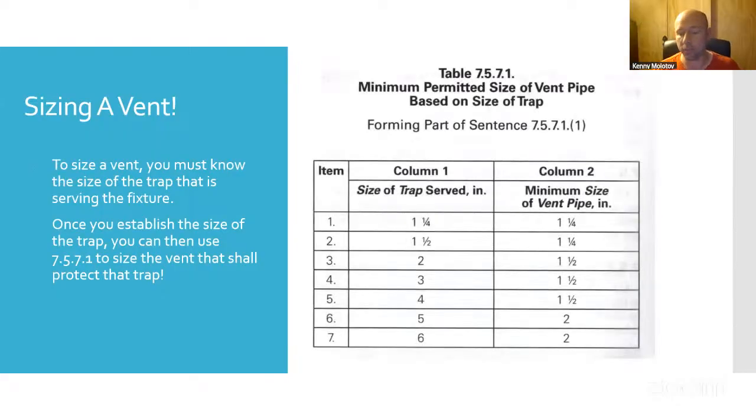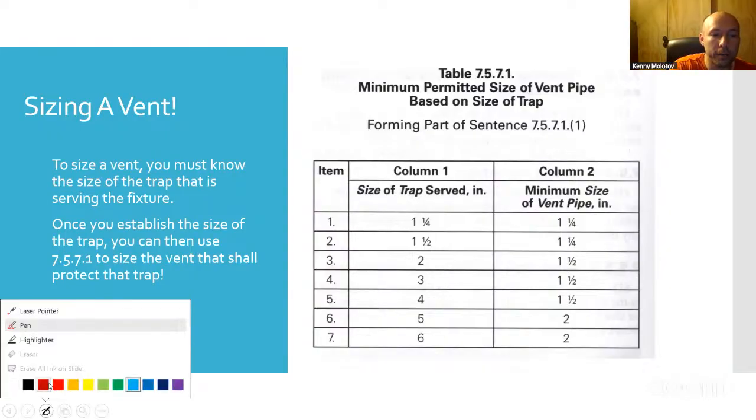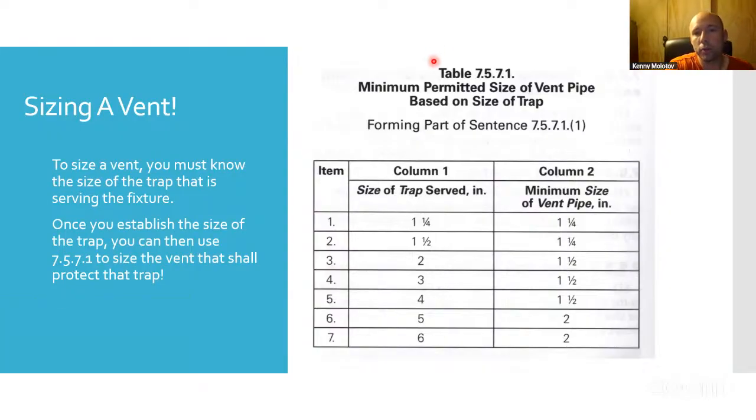So this is 7571. Let's break down what this chart is looking at. 7571 is minimum permitted size of vent pipe based on size of trap. In the first column, we have size of trap served: 1.25 inches, 1.5 inches, 2 inch, 3 inch, 4 inch, 5 inch, 6 inch. And then column 2, minimum size of vent pipe in inches: 1.25 inches, 1.25 inches, 1.5 inches, 1.5 inches, 1.5 inches, 1.5 inches, 2 inch, 2 inch.